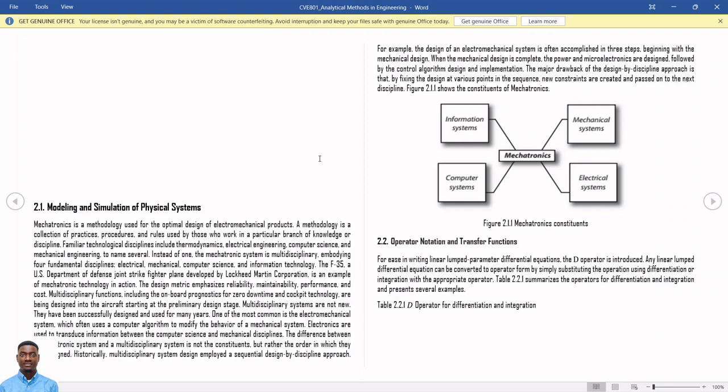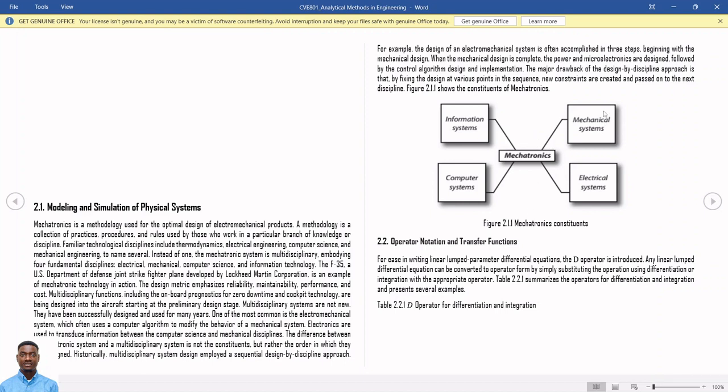So mechatronics itself, or let me say, mechatronic system is a multidisciplinary system that includes various disciplines. Particularly, there are four key disciplines that you would find in a mechatronic system. Number one is the electrical, the mechanical, the computer, and information technology. Just like what we have here in this figure 2.11, showing the constituents of mechatronics.